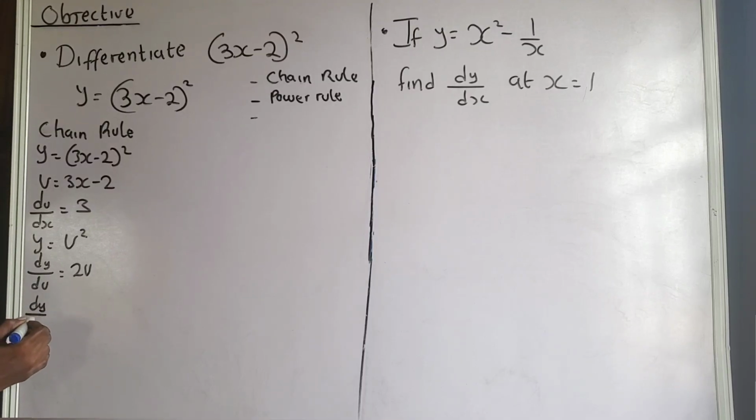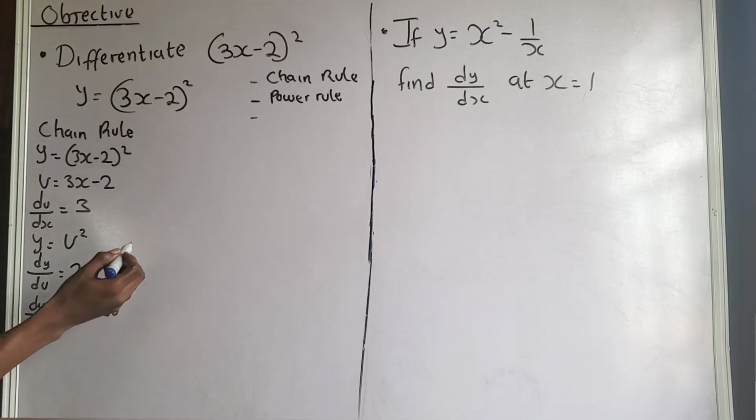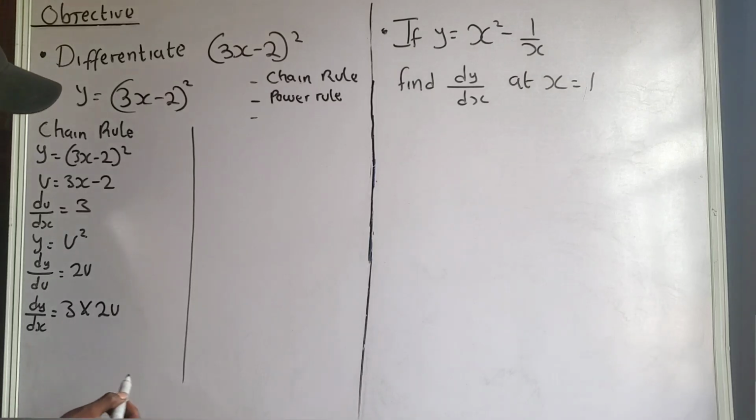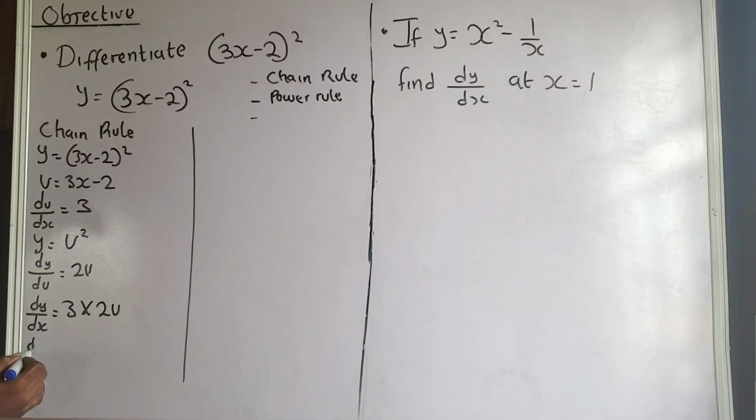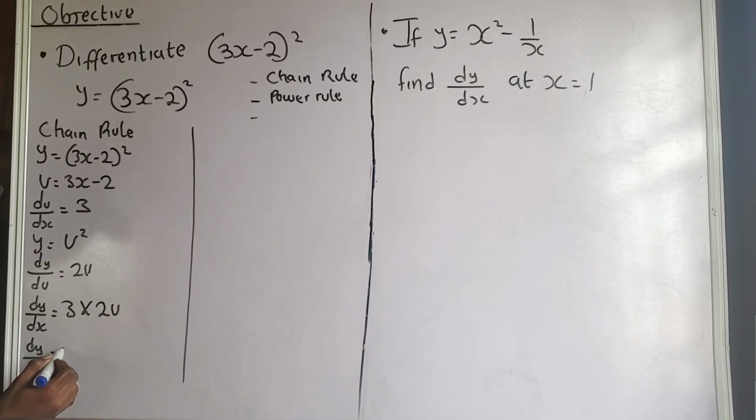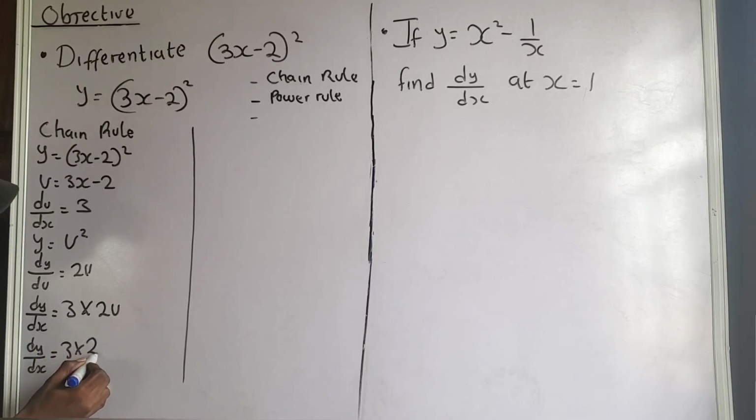Hence dy all over dx equals dy du multiplied by du dx. You understand? So I'm going to have 3 multiplied by 2u, right? I hope you are following, okay? Now, having gotten to this point, don't forget that u is what? u is 3x minus 2. So dy all over dx is equal to 3 times 2 multiplied by 3x minus 2.